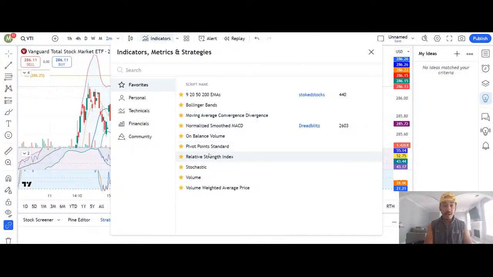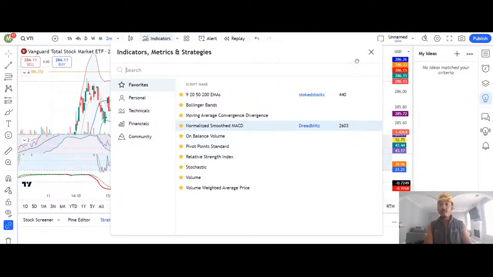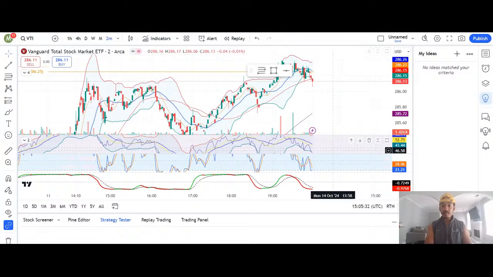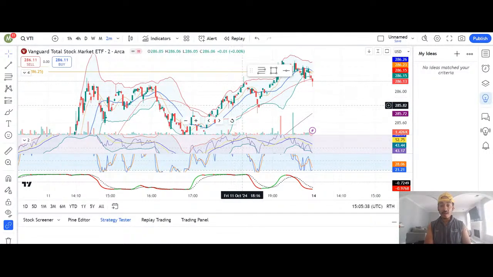Yeah. So this is my last indicator, which is the normal smooth MACD. So the MACD basically shows you a turn in price, right? And it's like the easiest indicator. So it shows you a turn in price. If you look at this normal smooth MACD, when it turned green, the stock market went up until it turned red.